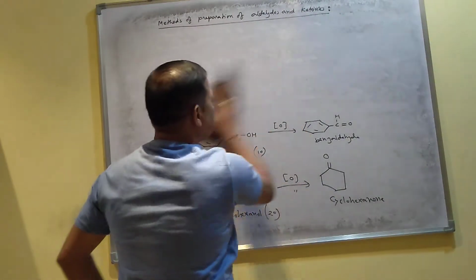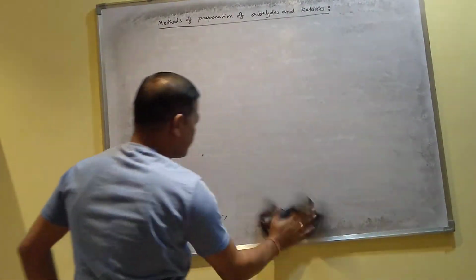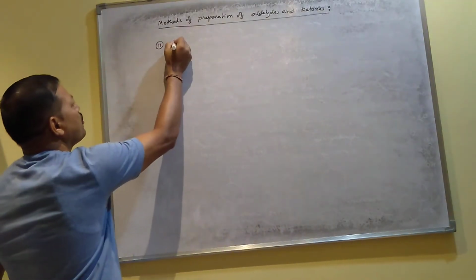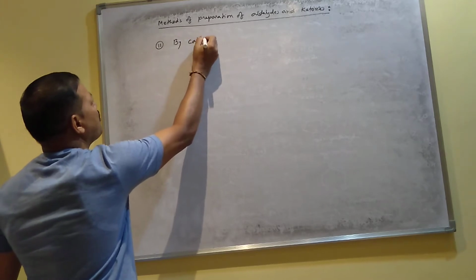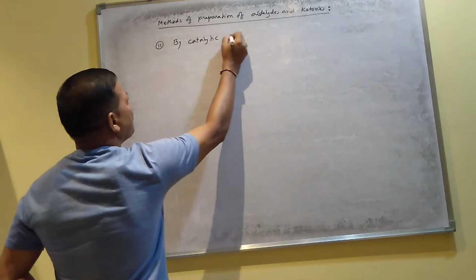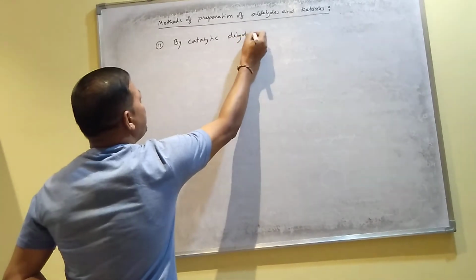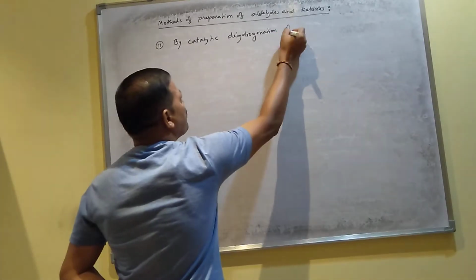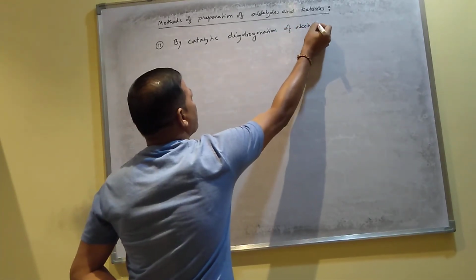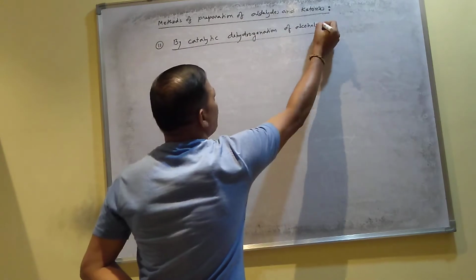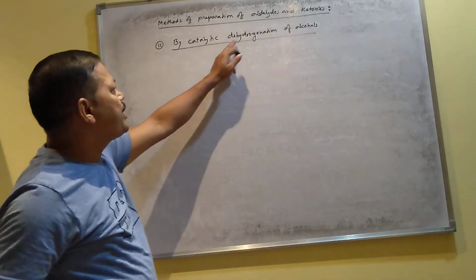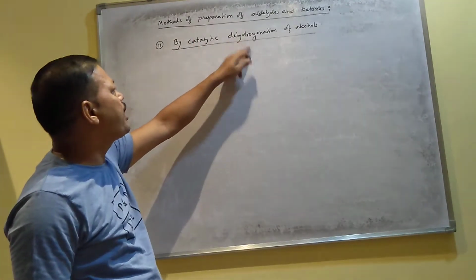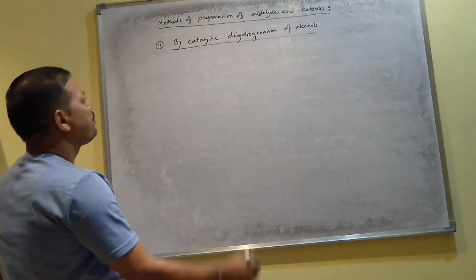Second method, number 2, by catalytic dehydrogenation of alcohols. You have already covered these reactions in alcohols. Dehydrogenation means removal of hydrogen. Catalytic dehydrogenation means removal of hydrogen in the presence of some catalyst.